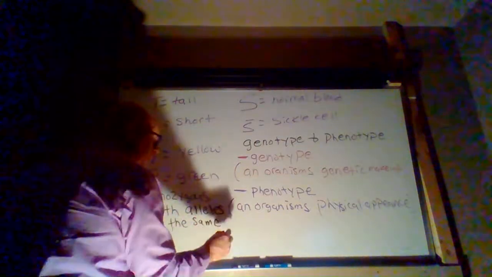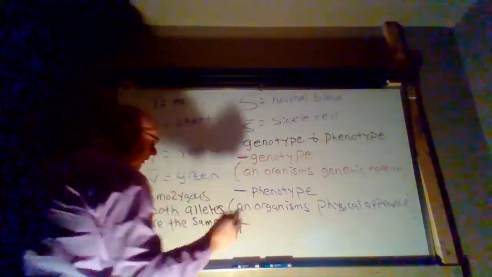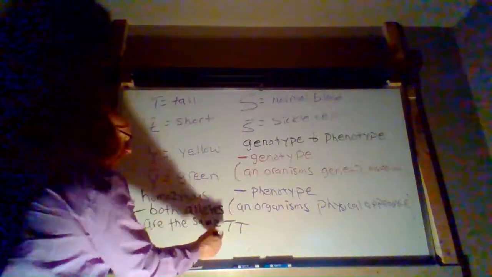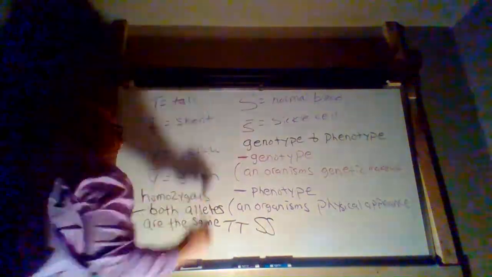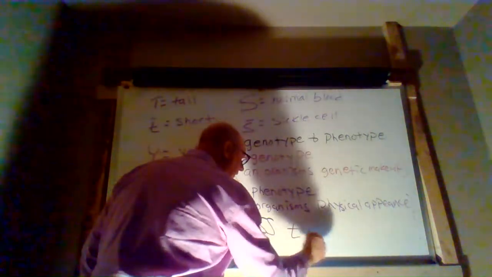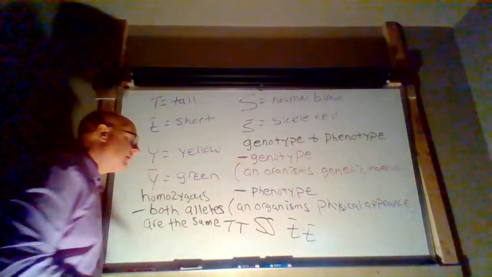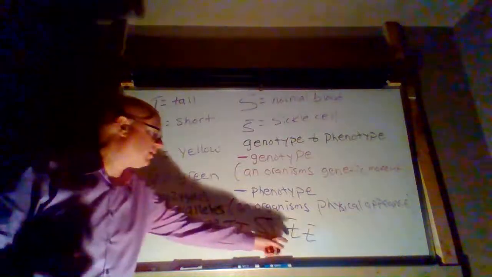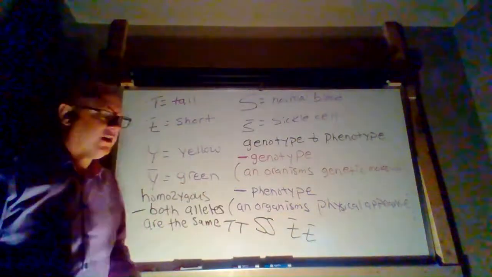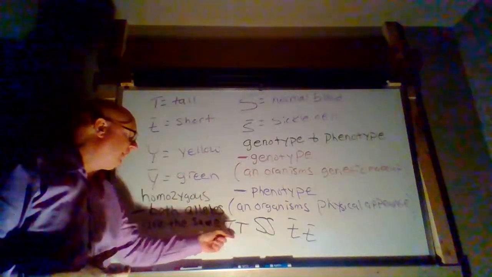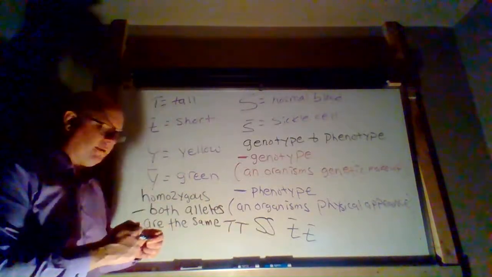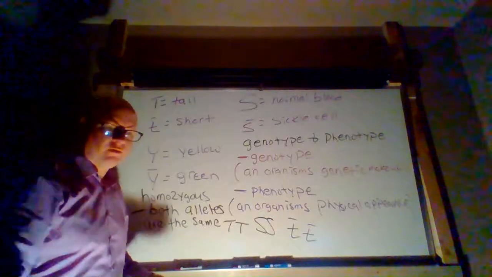Okay, so for instance, two capital T's. Both alleles are the same. Two capital S's. Both alleles are the same. It could also be two lowercase t's. Those are recessive traits, but those are also homozygous because both alleles are the same. That's all you're referring to when you're saying homozygous, is that both alleles for a trait are the same. Either both capital or both lowercase.